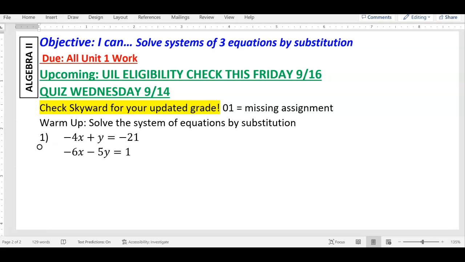Now, out of all these x and y's, this y on top is isolated already. So this will be easier to solve for. So I'm going to bring it over here and start solving for y. So negative 4x plus y equals negative 21.